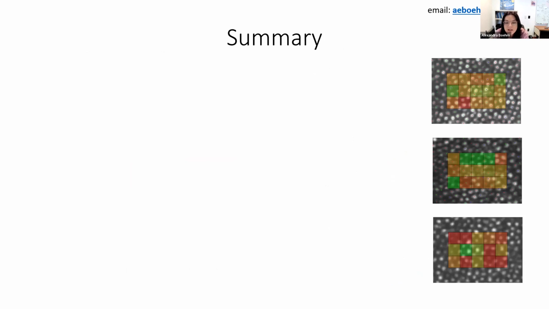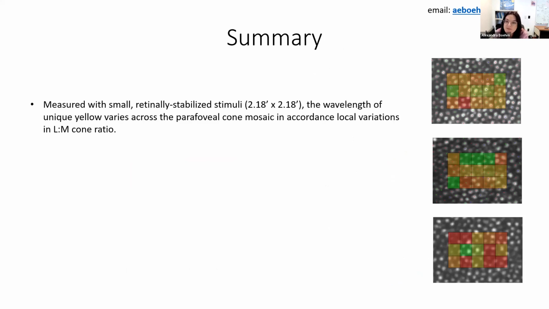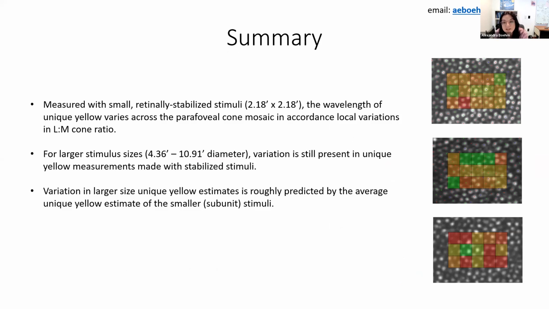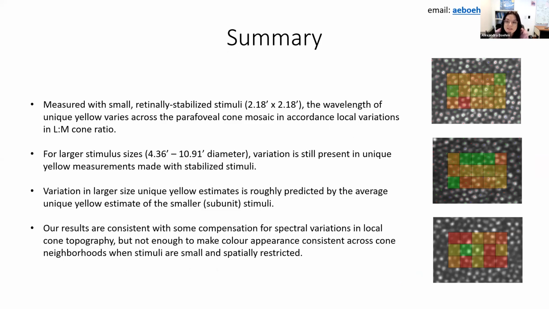So just to summarize, unique yellow estimates vary with the local spectral topography of the cone mosaic when stimuli are small and spatially restricted. At larger sizes, variation is still present, but it's reduced. Finally, the variation in unique yellow for larger stimuli is roughly predicted by the average of these measurements for spatially coincident but smaller stimuli. And to conclude, our results are consistent with some local compensation for spectral variations in cone topography, but not enough to make color appearance consistent across local cone neighborhoods with different spectral demographics.